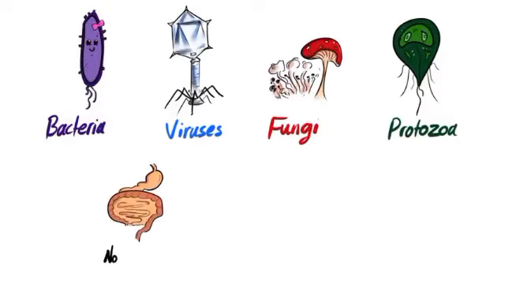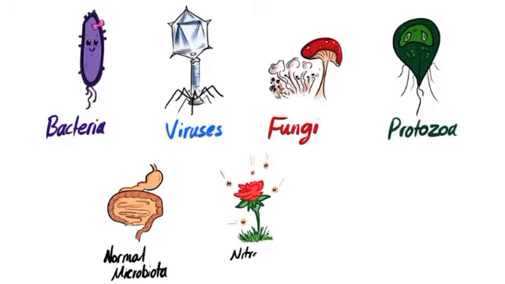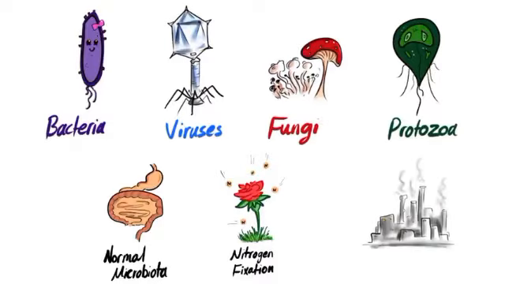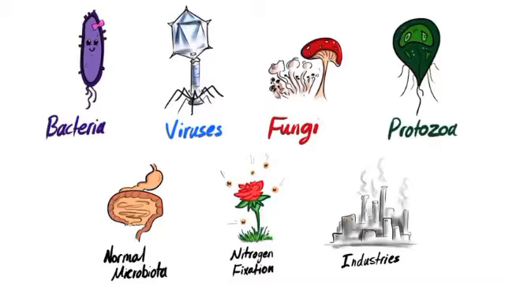Most of these microorganisms are beneficial to us. In humans, we have normal microbiota that helps in digestion. In plants, the bacteria is responsible for nitrogen fixation. And in animals, it helps in cellulose digestion. Also, these microorganisms are used in industries. Generally, we divide these organisms, bacteria, viruses, and fungi, according to their characteristics.